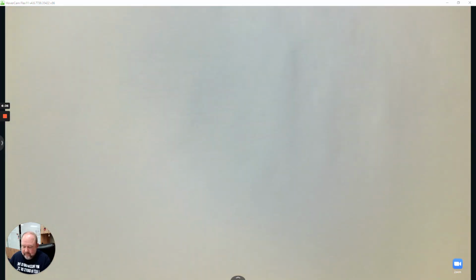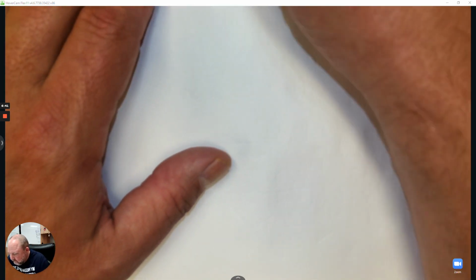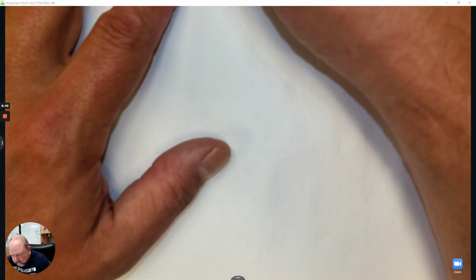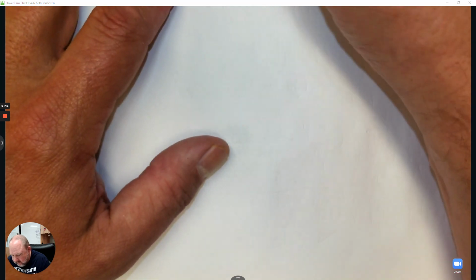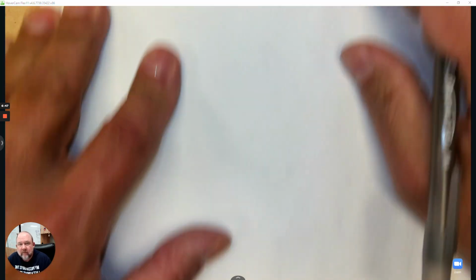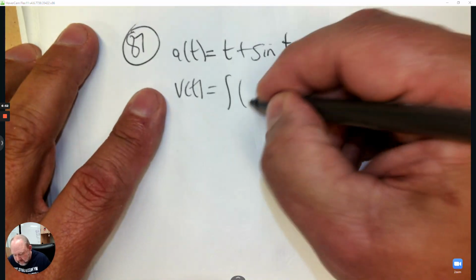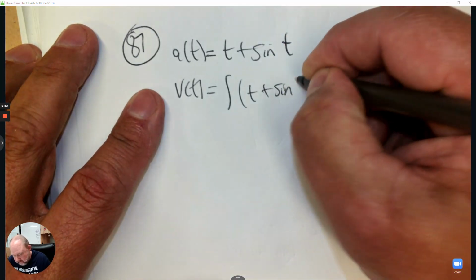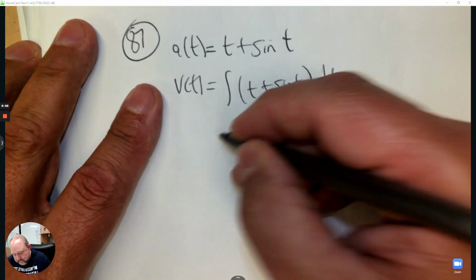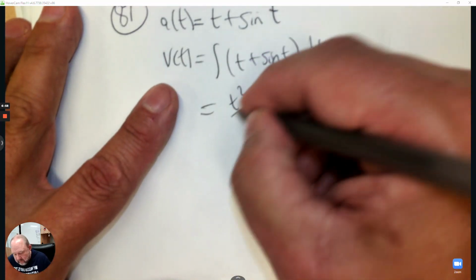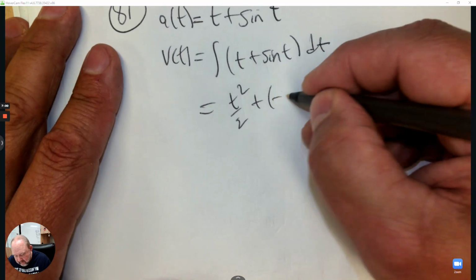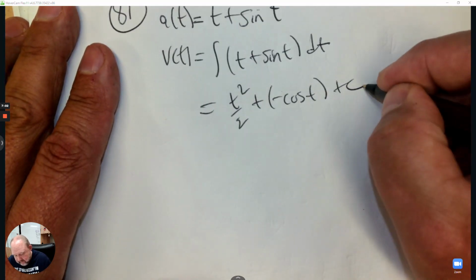Let's do this on a separate piece of paper. So we have the acceleration. And so to find the velocity, we're going to integrate this. So I don't need, that's t squared over 2. That is negative cosine t plus c.